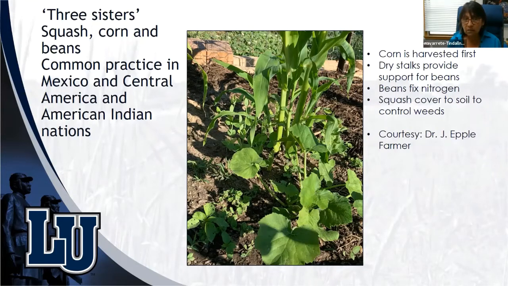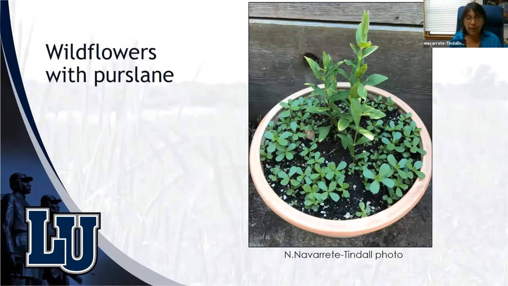This is a common practice in Mexico and Central America, and American Indian nations did it too, but it's now very popular. So in this case, the corn is harvested first, and then it serves as support for the beans, and the squash spreads all over the ground and helps control weeds. So you have three plants that help each other. They are not in anybody's way. They are like companions.